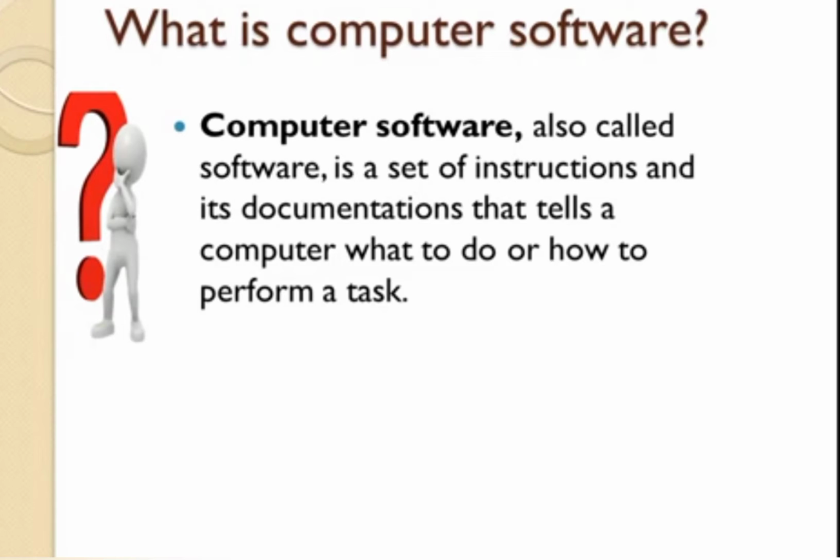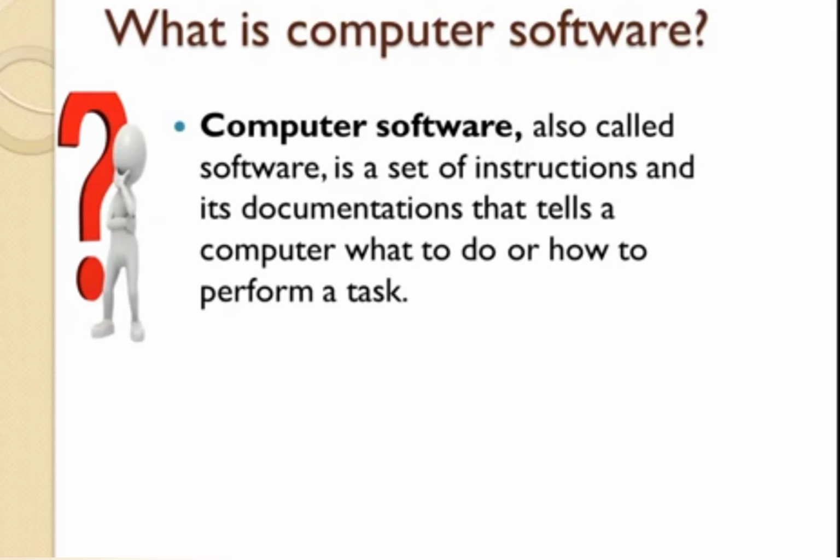Computer software is also called software. It's a set of instructions and its documentation that tells a computer what to do and how to perform a task. It means that computer software is what makes the computer function properly. Without computer software, the computer cannot function.